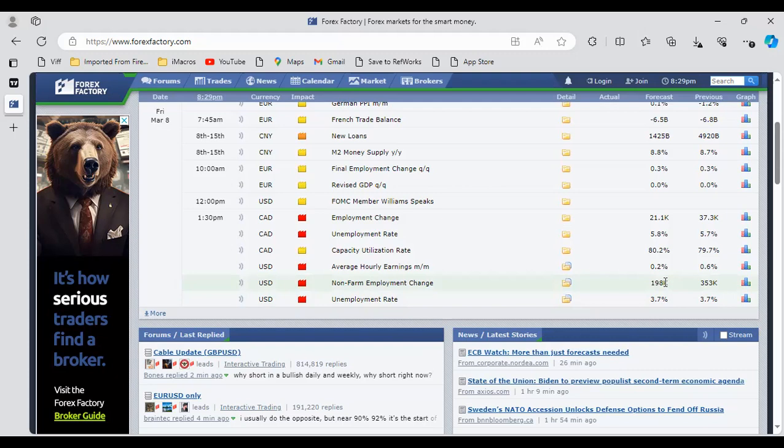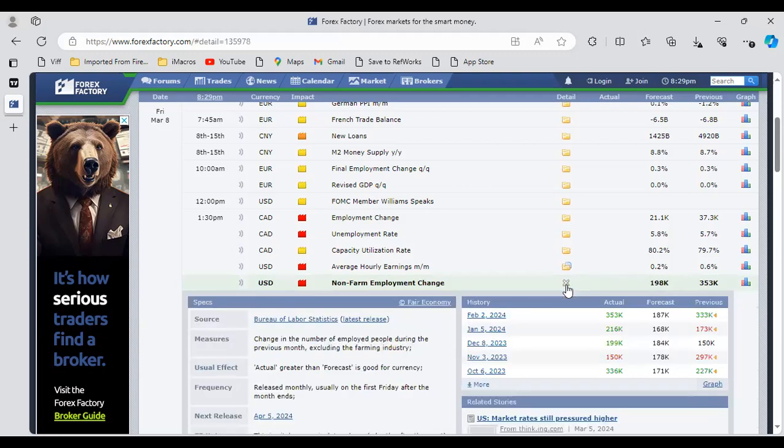However, having been in the UK, I can envisage that the employment numbers will be higher than 198k. I don't know for sure. Why am I saying that? Because let's look at history. In February we had 353k, in January we had 216k, in December we had 299k, which is kind of low. And then we obviously had 150k in November and then 336k in October.